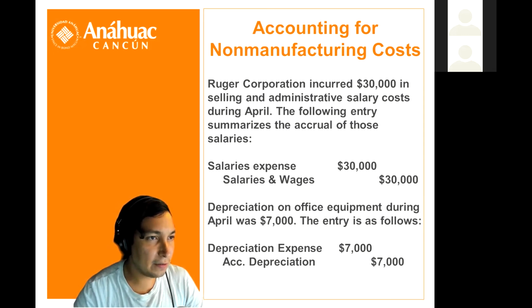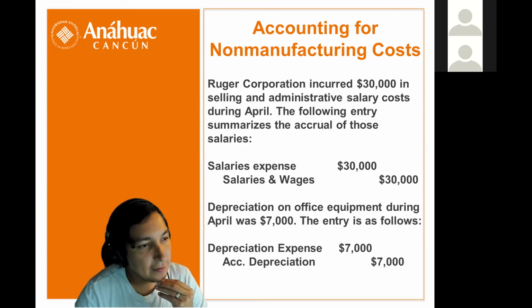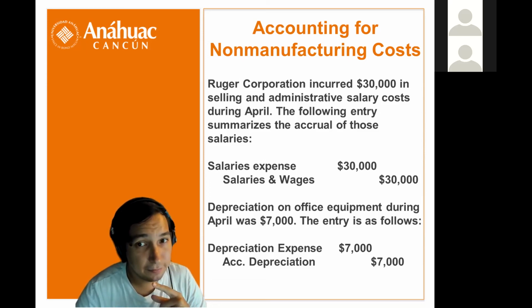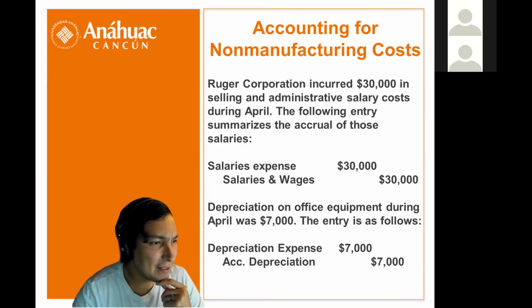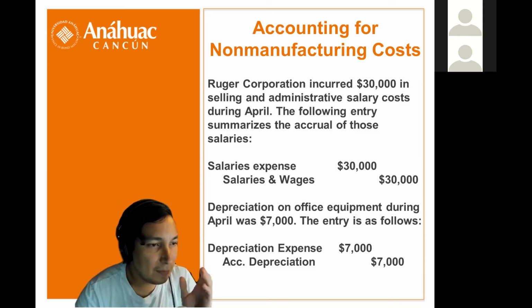Here are the records, nothing to tell you in here. The salaries expense, now it gets a debit and a credit to salaries and wages payable. That's how it gets done. And then we have depreciation, very easy. It's just an expense of 7,000 with a contra asset account.